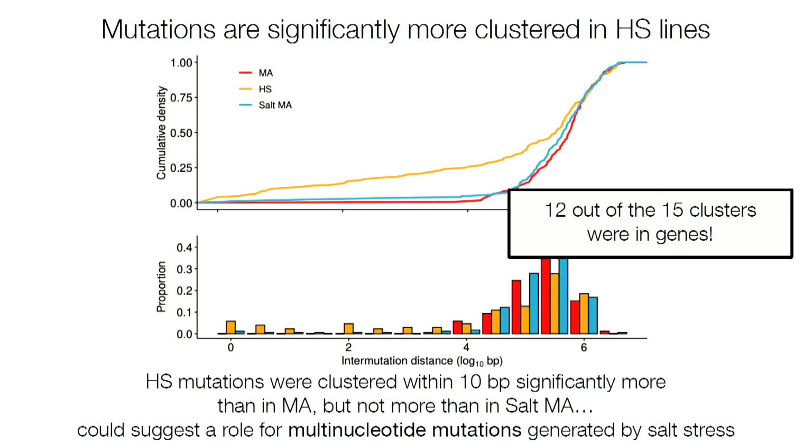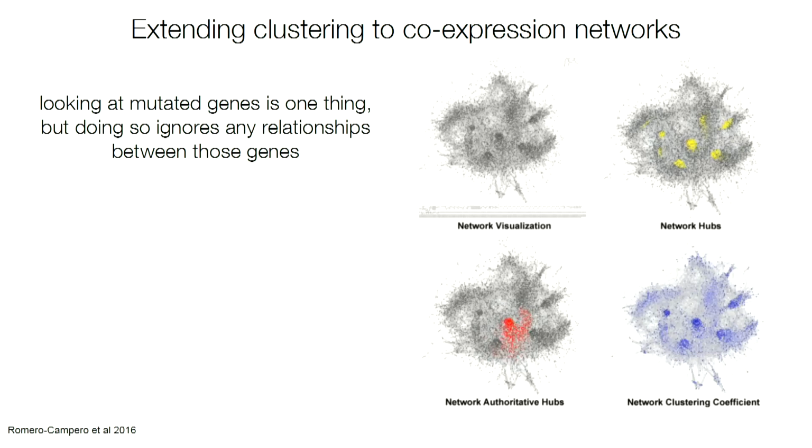We also noticed that 12 out of these 15 10-ish base pair clusters happen to be in genes, which was pretty neat. And I've mentioned that this study is not about profiling the genetic basis of salt stress, but lately our lab's been on a bit of a network bent. So we thought, hey, maybe we could look at these genes in light of a co-expression network. We could look at mutated genes directly, look at GO annotations and the like, but doing so, we figured, kind of ignores any functional relationships between these genes.